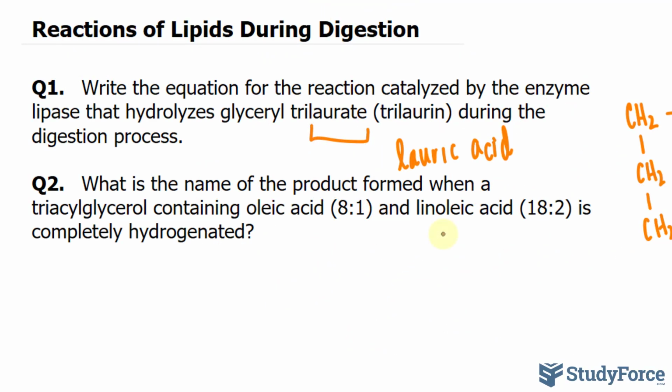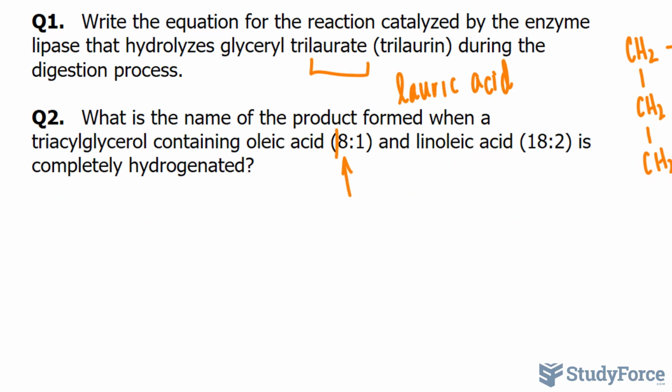Question 2 reads, what is the name of the product formed when a triacylglycerol containing oleic acid, and this is incorrect actually, it should be 18:1. It has 18 carbons and one double bond. And linoleic acid, 18:2, is completely hydrogenated.